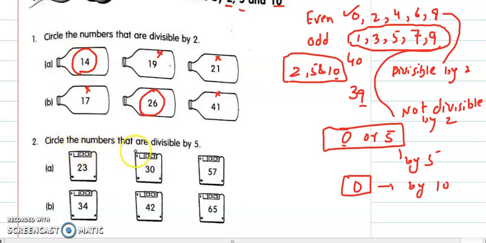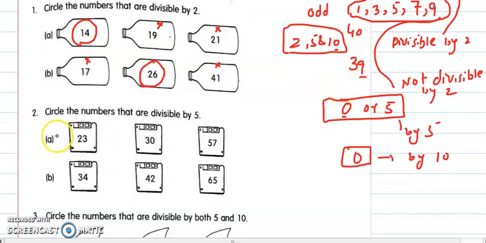And the next one is: circle the numbers that are divisible by 5. We have to choose the ones divisible by 5. For divisibility by 5, it should have 0 or 5 at the end. So this is not divisible by 5. This is, because it has 0 at the end. This is not, this is not, this is not, but this is because it has 5 at the end.